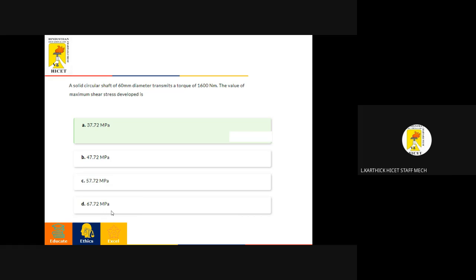So we know about the torque formula and the tau formula, the maximum shear stress formula also. So kindly recall the formula for torque as well as shear stress. Then we will look at the answer for this problem.